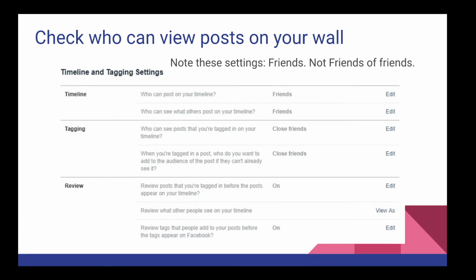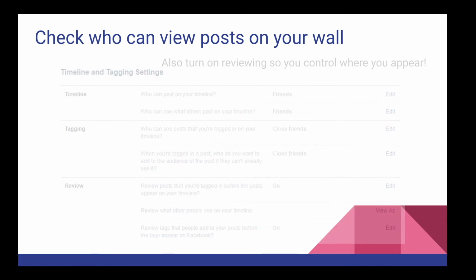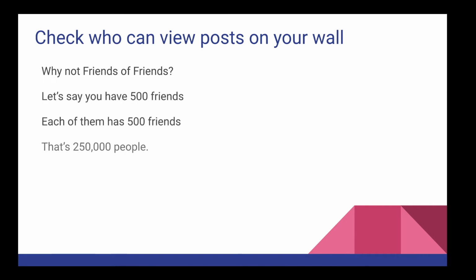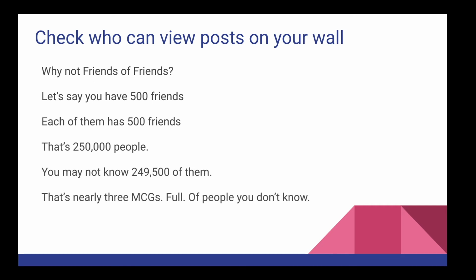Note these settings though, please. Friends, not friends of friends. I already mentioned turning on reviewing. So why not friends of friends, I hear you ask? Well, let's say you have 500 friends. Each of them has 500 friends. That's 250,000 people. You probably don't know 249,500 people. That's nearly 3 MCGs full of people, or Sydney Olympic Stadium. Excuse me, dog. That's nearly 3 MCGs full, or if you like, 4, I think it is, Sydney Olympic Stadiums, full of people that you don't know. That's why you do it.